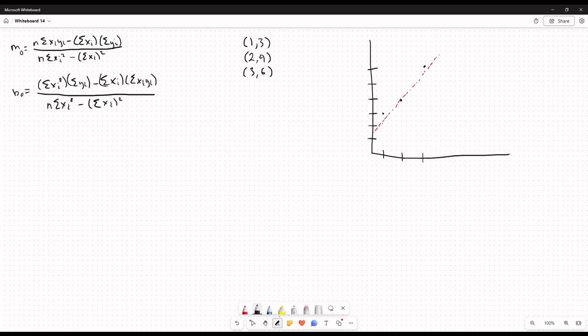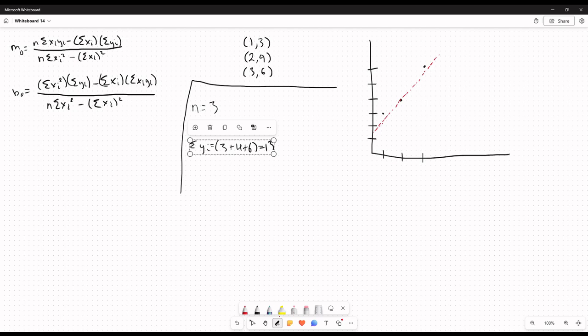We're going to need, what are we going to need? Well, we're going to need an n value. N is just the number of points we have, so that's 3. I'm going to need the sum of all the x coordinates, but that's just going to be 1 plus 2 plus 3, which is 6. I'm also going to need the sum of all the y coordinates. That's just going to be 3 plus 4 plus 6 equals 13.